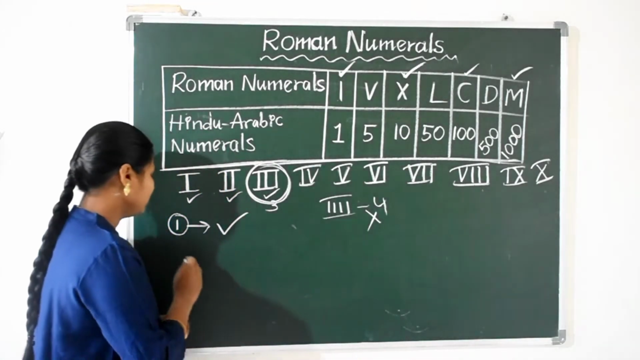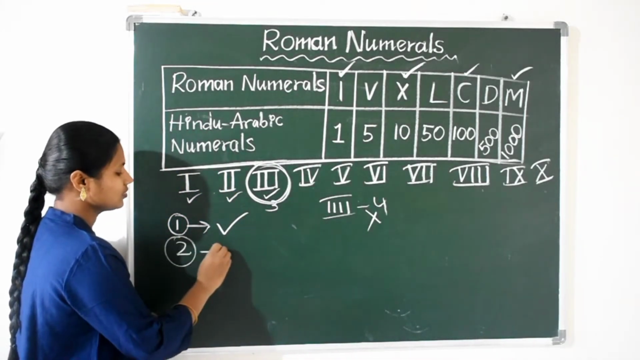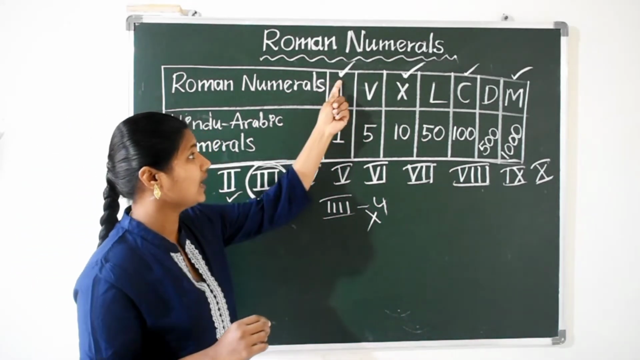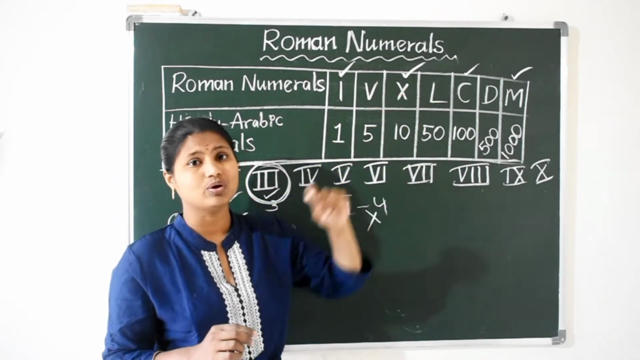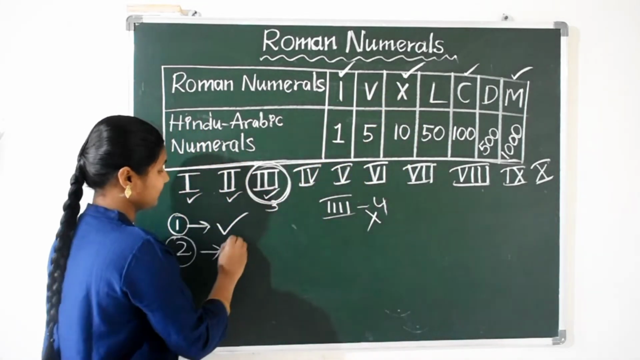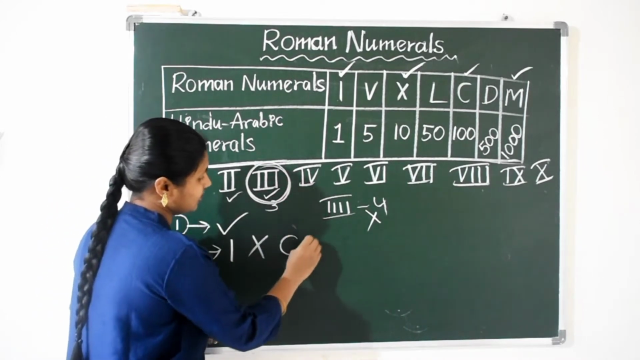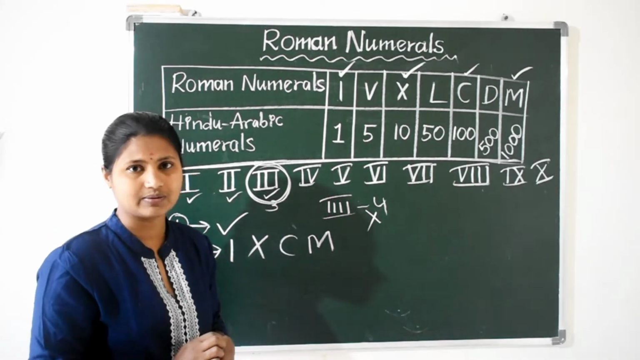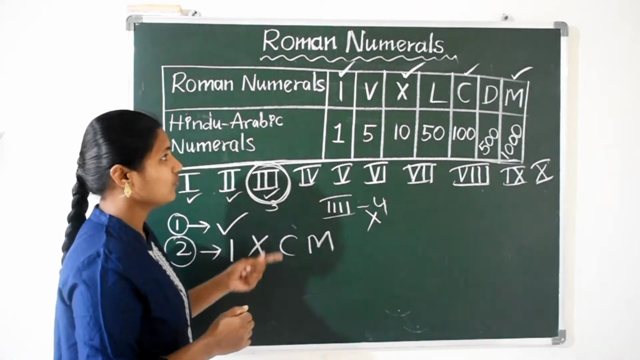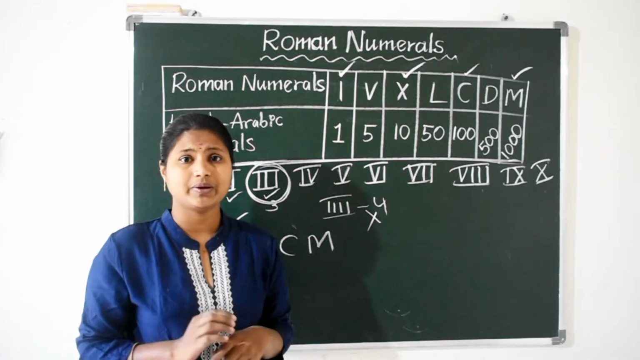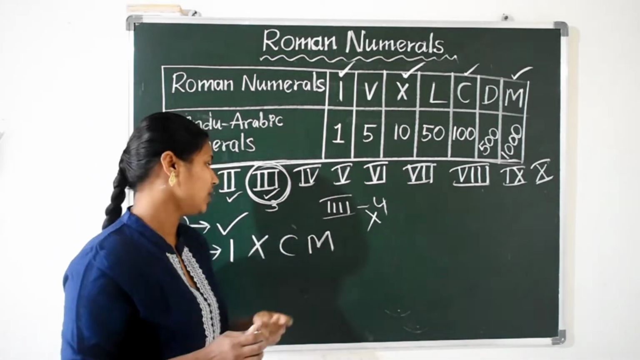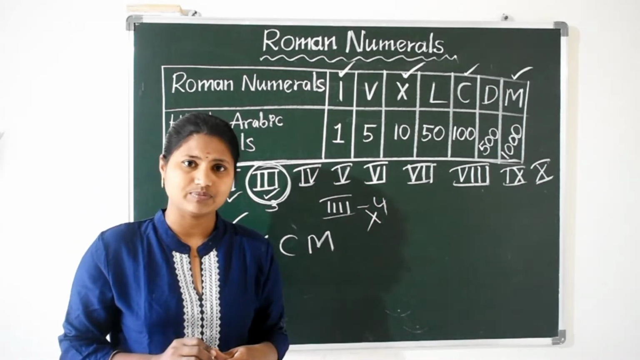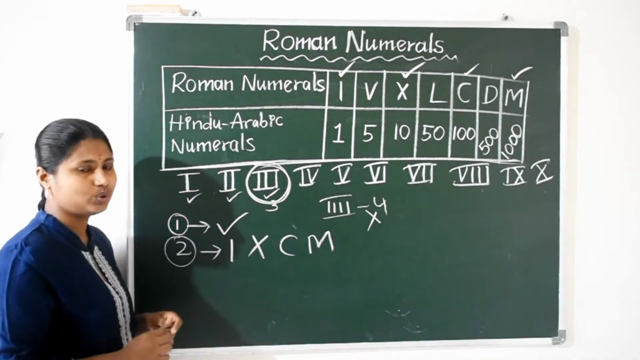And rule 2 is, which letters can be repeated here? Only I, X, C, M. Okay, the letters I, X, C, M can be repeated a maximum of 3 times, not more than 3 times. V, L, D cannot be repeated more than 2 times. Only I, X, C, M can be repeated 3 times. Okay, that is rule 2.